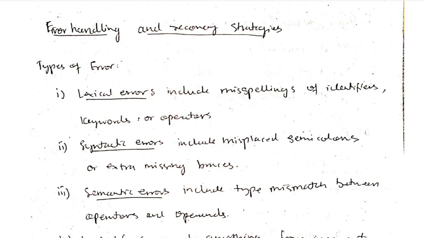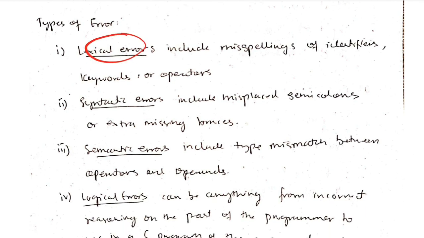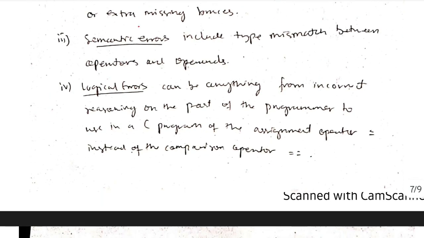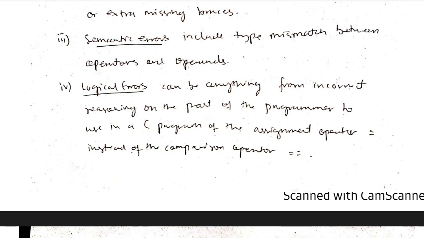Next we have the topic of error handling and recovery strategies. What are the different types of errors which can occur? Lexical errors, which include misspelling; syntactic errors, which include misplaced semicolons; semantic errors, which are type mismatches; and logical errors, which can be in any part of the program, like using double equal to and equal to interchangeably.